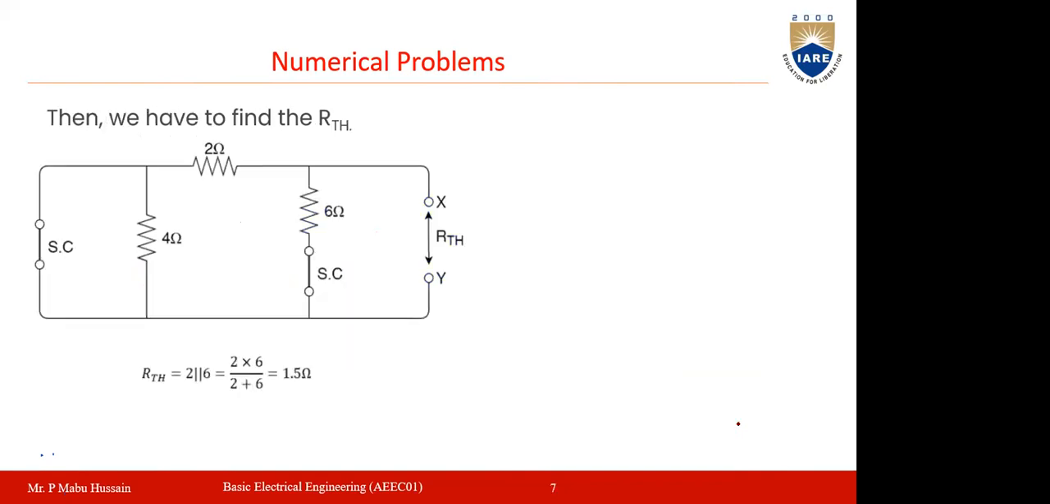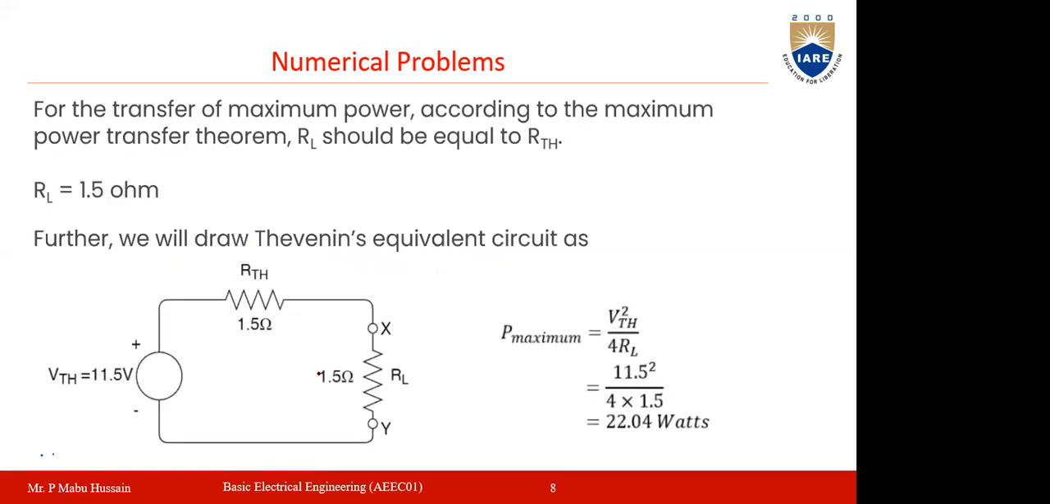Okay. So then what is the RThevenin value? RThevenin value we already calculated. As it is a short circuit, this will not have any effect. So 2 ohms in parallel with 6 ohms will be the RThevenin value. That will be 1.5 ohms. We already calculated it before. So now we have VThevenin and RThevenin. Now you have to represent the equivalent Thevenin circuit, which is the VThevenin value in series with the RThevenin value. VThevenin here is 11.5 volts, RThevenin is 1.5 ohms.